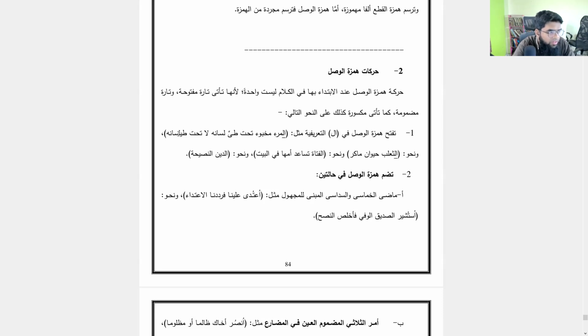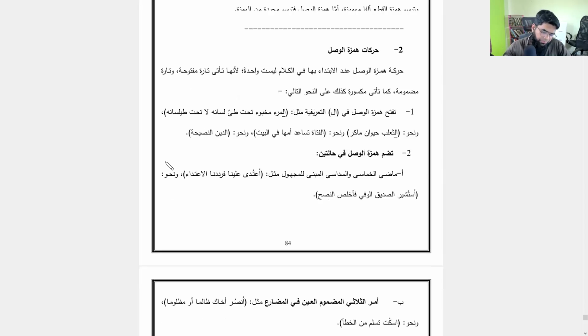So a person is hidden beneath the folds of his tongue. طي is folding. لا تحت طي لساني. Similar words. So ultimately, al-mar'u has a fatha, no? Al-mar'u has a fatha. وَنَحُ الثَّعْلَبُ حَيْوَانٌ مَعْكِرٌ. The fox is a cunning animal. وَنَحُ الْفَتَاةُ تُسَاعِدُ. We are giving fatha. الْفَتَاةُ تُسَاعِدُ أُمَّهَا فِي الْبَيْتِ. And the girl helps her mother in the house. وَنَحُ الدِّينُ نَصِيحَةٌ. Deen is nasiha, sincerity.